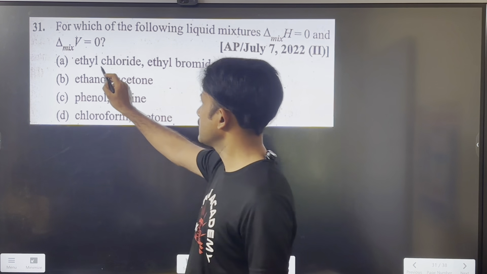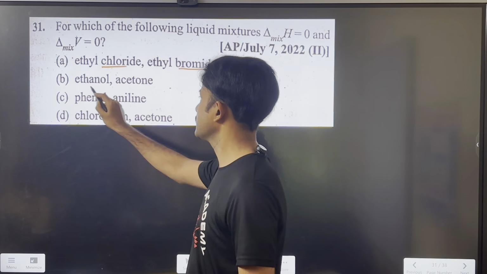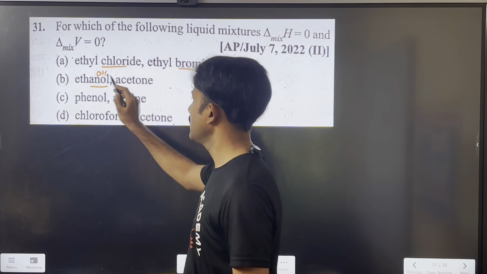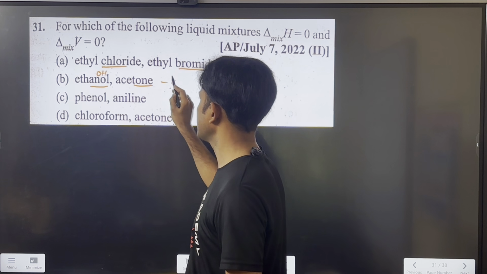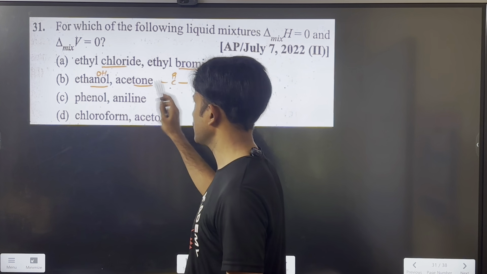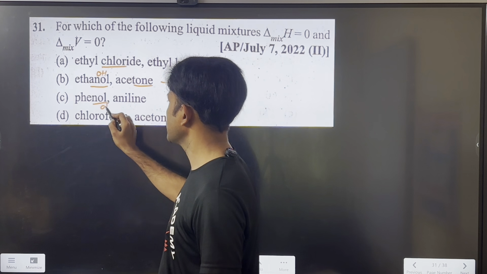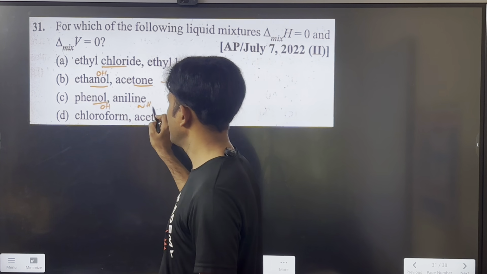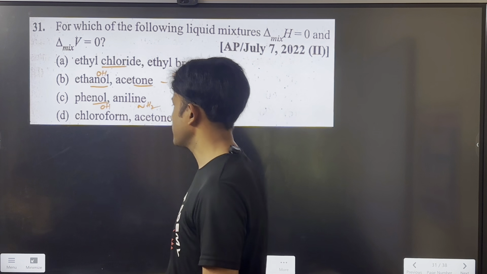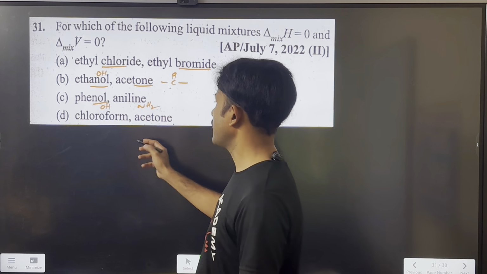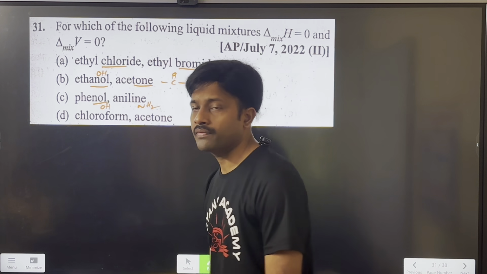Now you see, this is ethyl chloride and ethyl bromide, and this is ethanol. This functional group is OH, and here acetone. This functional group is C double bond O. It's not similar functional groups, right? And here we have phenol. Phenol means OH, aniline means NH2, and here also there are no similar functional groups, and chloroform and acetone, here also no similar functional group is there.